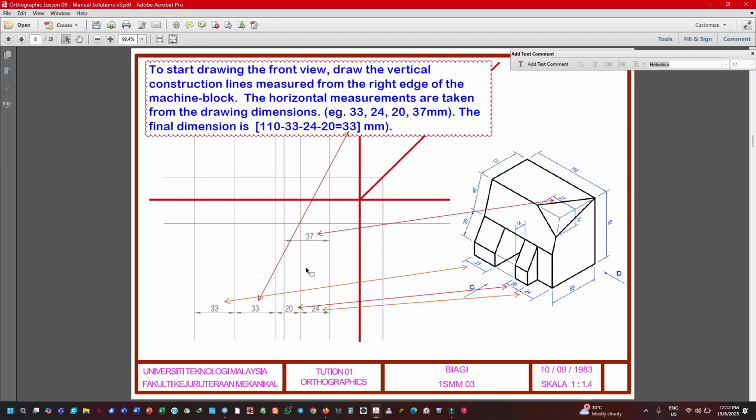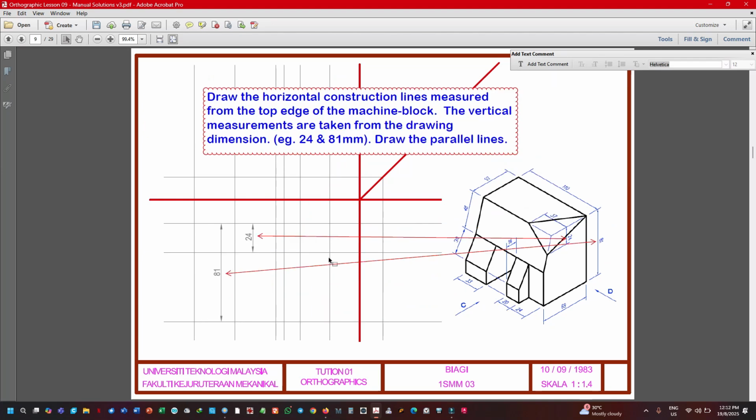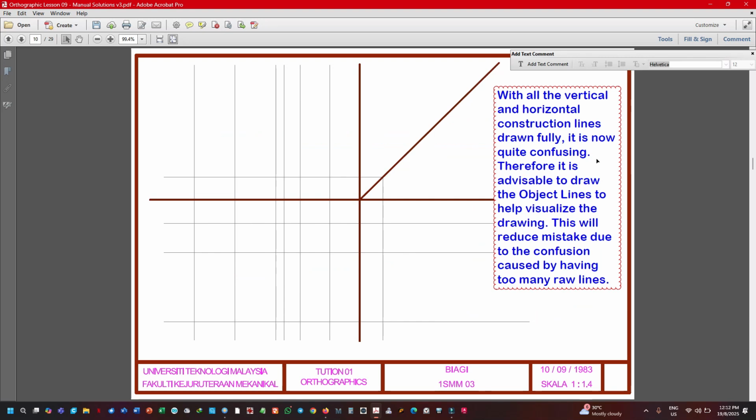So you have drawn all the vertical construction lines. Now you're going to draw the horizontal construction lines, using this dimension 81 on the top. 81 from here, so you draw this from here. From this line 81, from here is 24. This is 24. Okay, so now with all the vertical and horizontal construction lines drawn fully, it is now quite confusing.